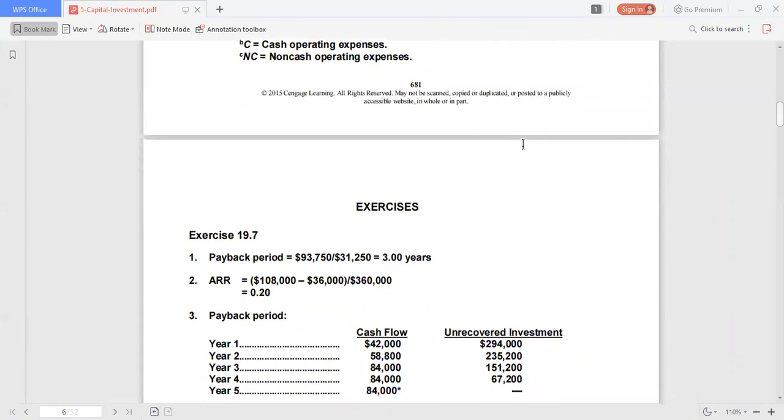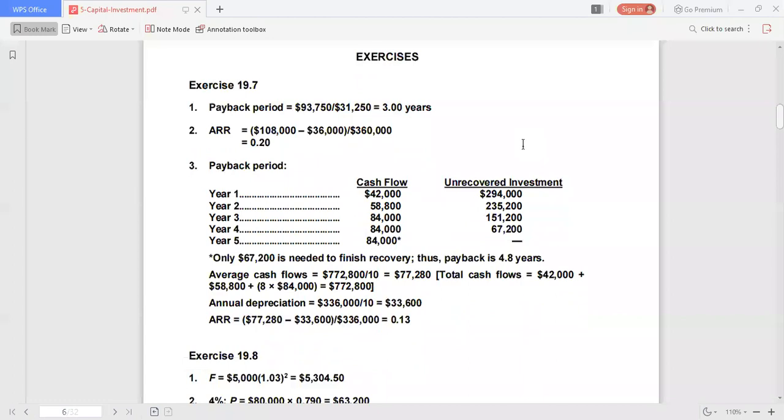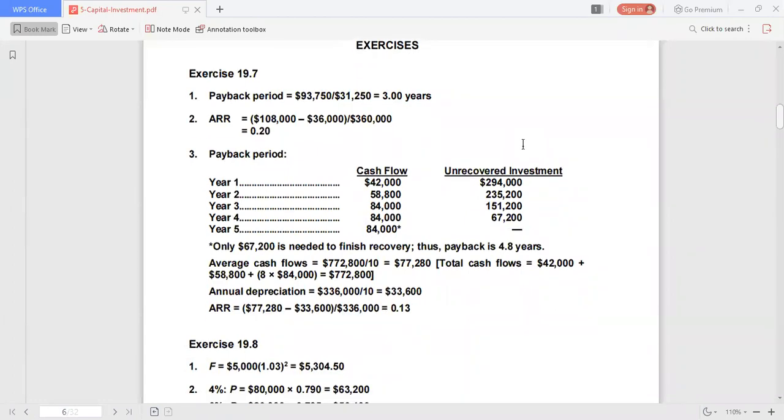Then we have 7, with requirements independent of one another. Number 1, we compute the payback period. 93,750 is the cost of the tractor, and we divide by the annual cash flow. So it will require a period of 3 years. In number 2, the ARR, we have the net income figure of 108,000, that's the cash flow per year. However, we deduct the depreciation, taken by dividing 360,000 by a period of 10 years. So you get 36,000 for the annual depreciation. The difference divided by the cost of the investment of 360,000, the ARR is 20%.